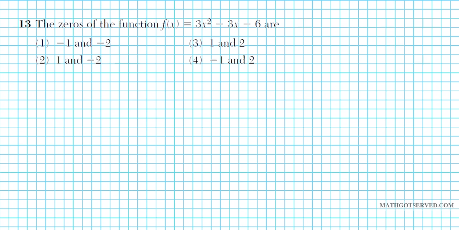All right, let's take a look at number 13. 13 reads, the zeros of the function f of x equals 3x squared minus 3x minus 6 are. So what are zeros of a function? Zeros of a function are values that when you evaluate the function at those values, you get 0. Okay, there are 2 ways you can do this problem. You can work backwards by substituting values into this function and seeing which set of solutions gives 0 for both answers.